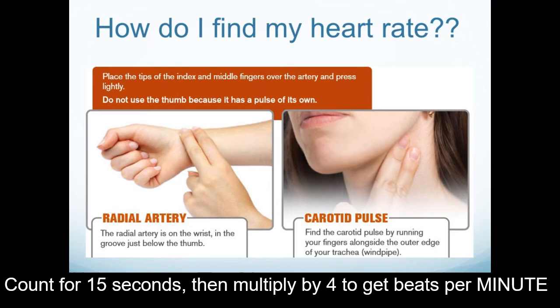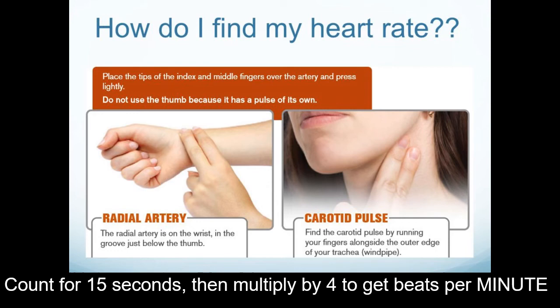To find that, look at the pictures. Usually the most accurate location for finding a pulse is your carotid, the one found in your neck, because it's closer to your heart. You need to use your index finger and your middle finger. Do not use your thumb. Your thumb has its own pulse and it might get confusing.